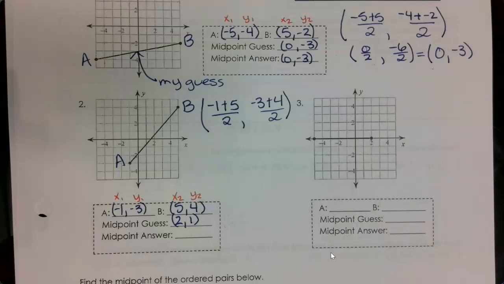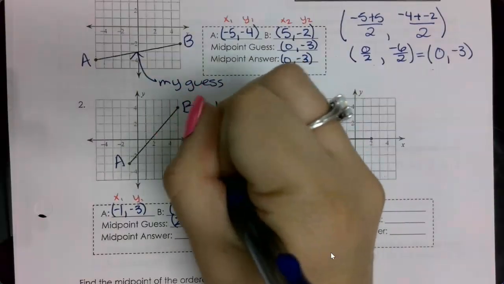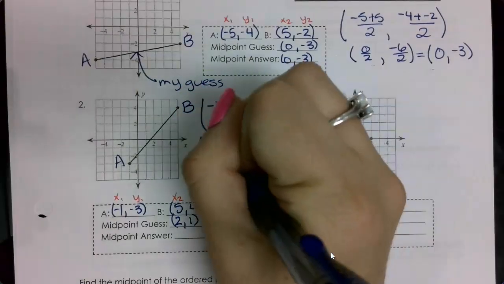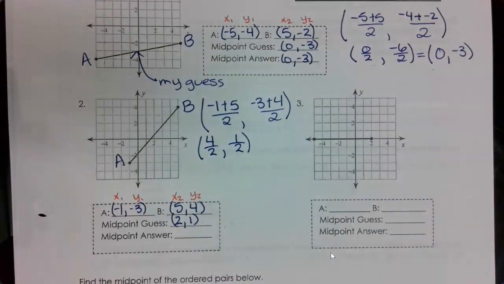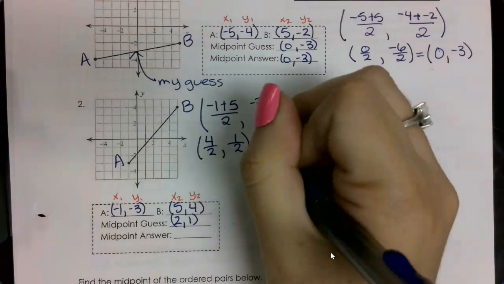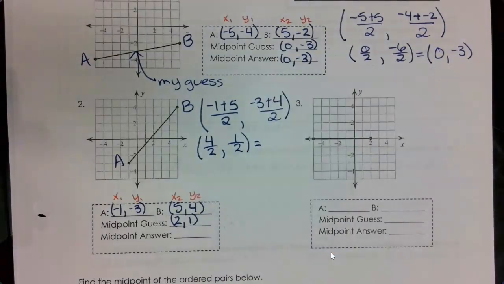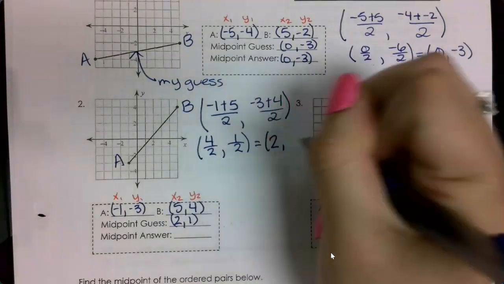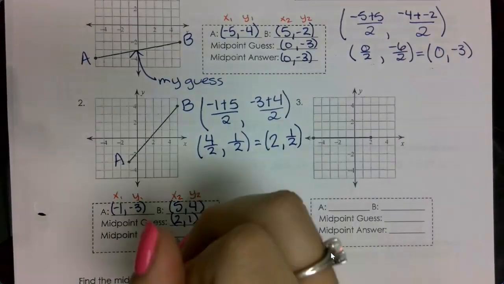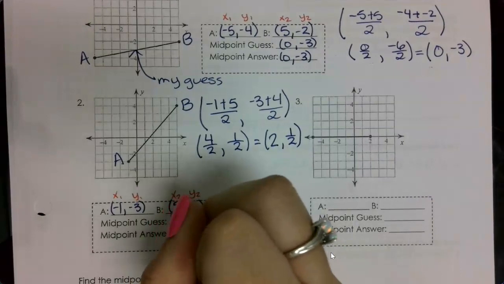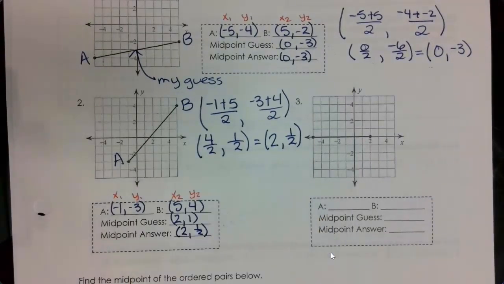Okay, what's negative 1 plus 5? And negative 3 plus 4? Okay, so I can still simplify at least one of those. What's 4 divided by 2? And 1/2 is just going to stay 1/2. So my answer here is 2 comma 1/2. So we were close with our guess.